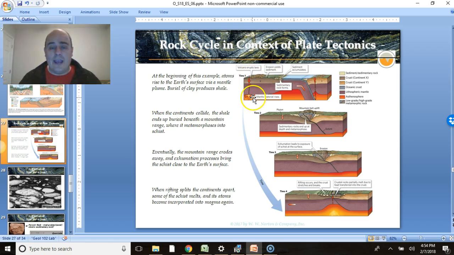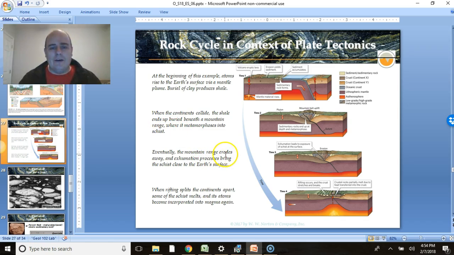Okay, and slowly over time, you might have clay off the shore produce shale, all from that volcanic origin. So we start with a volcanic rock, it erodes away, is deposited, and forms into shale. Okay, when the continents collide, the shale ends up being buried beneath the mountain, where you have nice hot temperatures and high pressures, and therefore can be metamorphosed into slate, and then eventually into a schist, right?